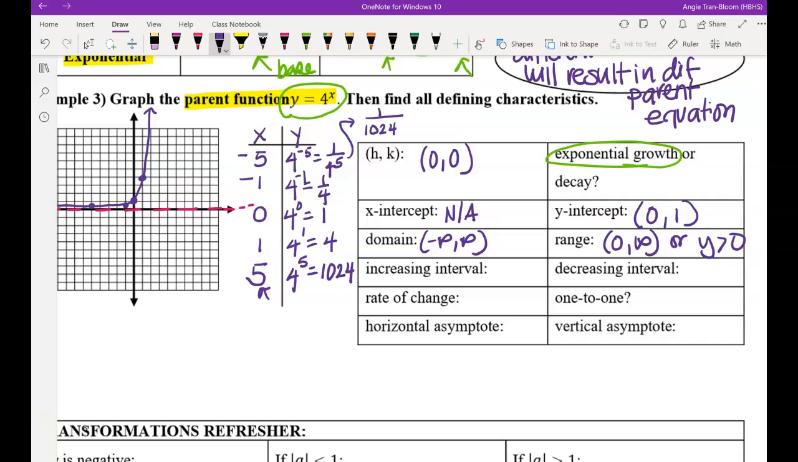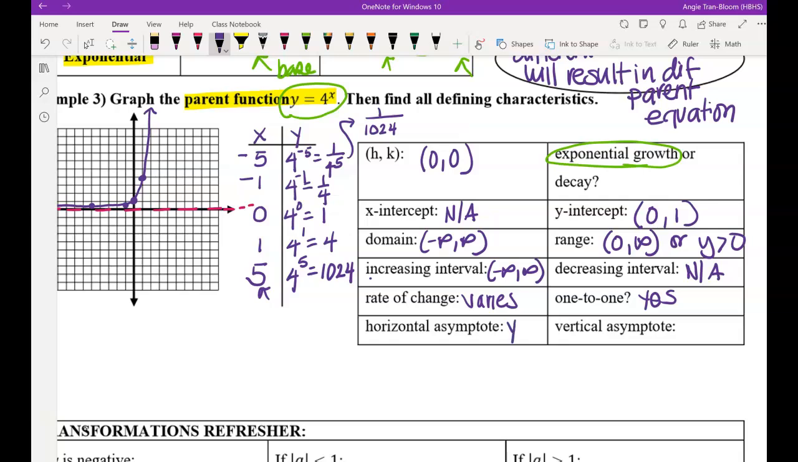Since 4, which is your base, is bigger than 1, it's definitely increasing, and it's increasing from -infinity to infinity, the entire domain. That leaves us decreasing being NA. Your rate of change will vary since it is non-linear, and it's 1 to 1.